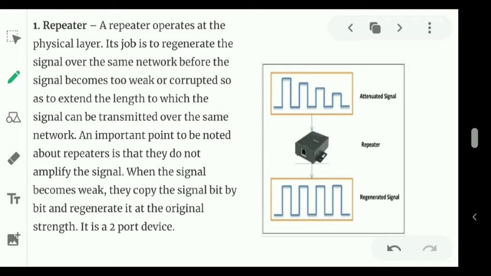Okay, so actually this repeater operates in the physical layer of the OSI model, or we can say the TCP/IP protocol. So what is its job? Its job is to regenerate the signal over the same network before the signals become too weak or corrupted, so as to extend the length to which the signal may be transmitted over the same network.